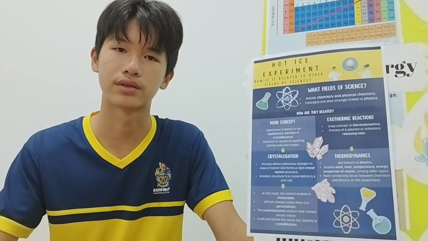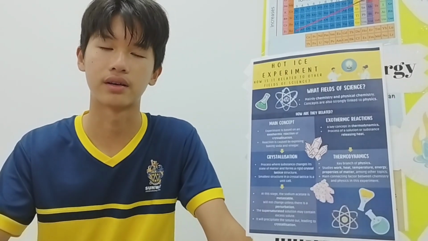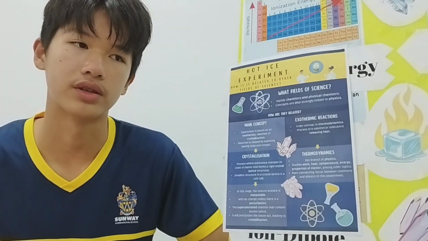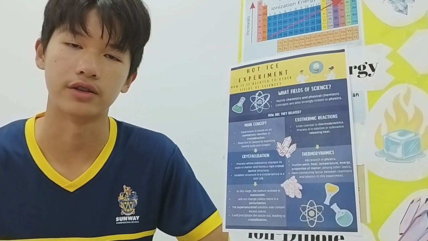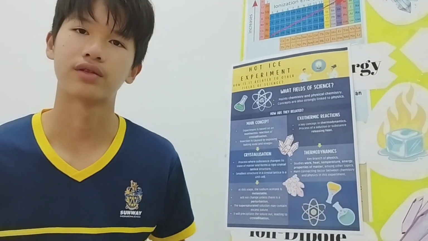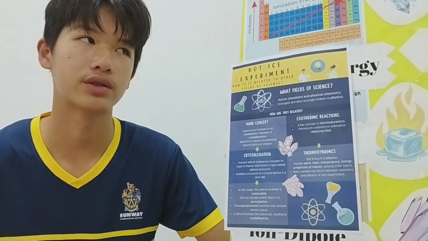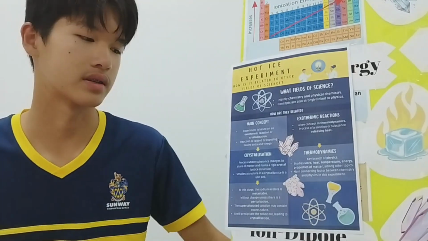This is mainly because the main concept of the hot ice experiment is based on an exothermic reaction, which is caused by combining vinegar and baking soda, which forms sodium acetate in a crystallized form. Crystallization is a process where a substance or solution changes its state of matter and forms a rigid crystalline structure. In this structure, the smallest unit is a unit cell, which acts sort of like a semi-permeable membrane, which allows some things in and other things not.